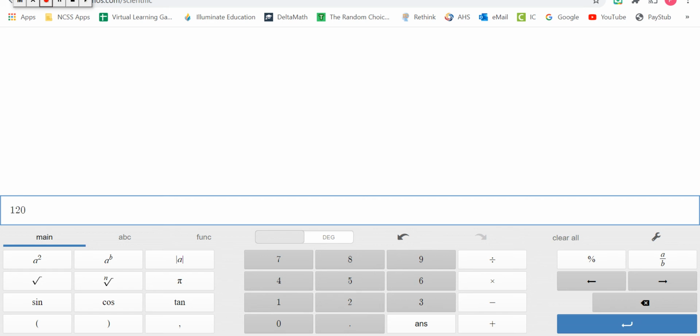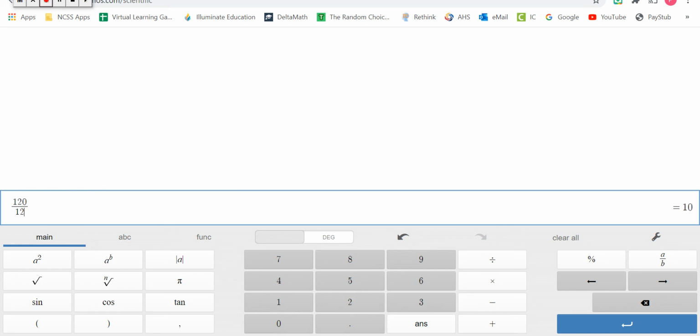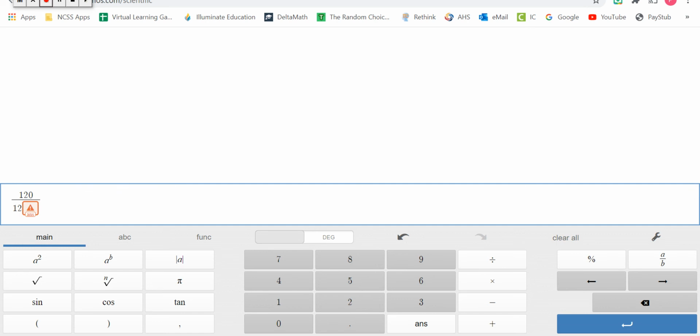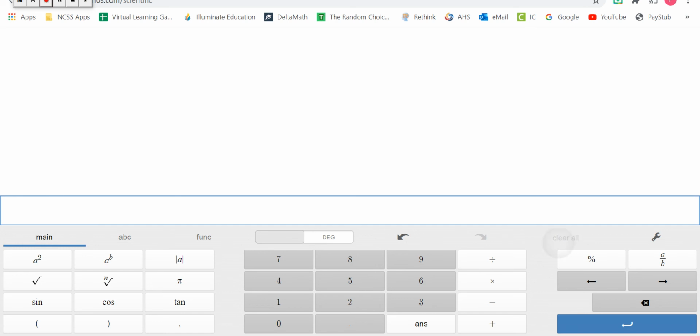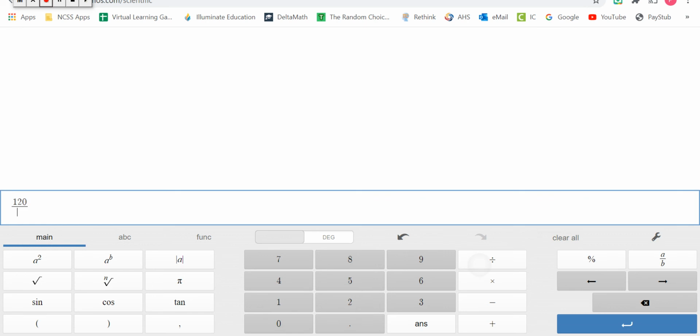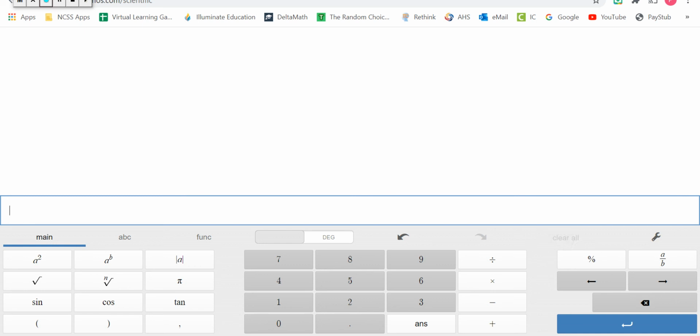$120 divided by 12. Oh my gosh, this is killing me with these decimals. Okay, so 120, and we were doing 20, right? Okay, 20 and 6 is a factor. So 20 minus 6 gives us 14, so that doesn't work.